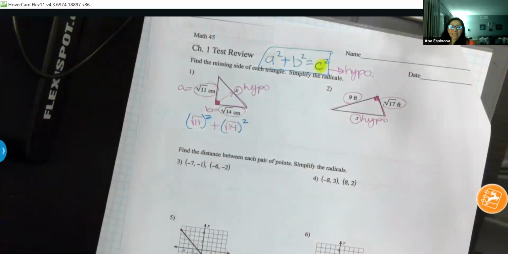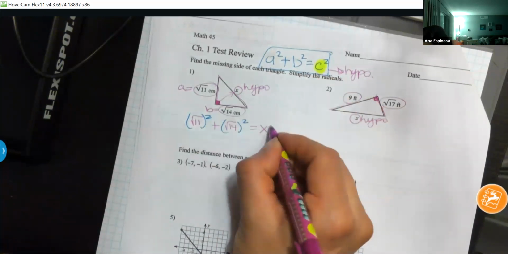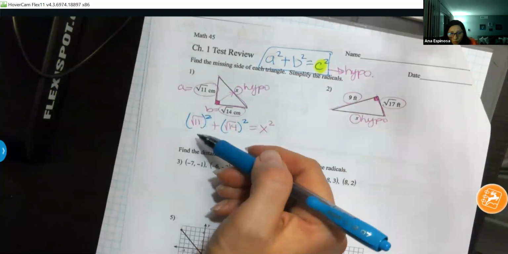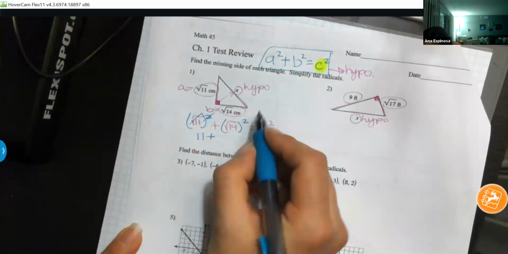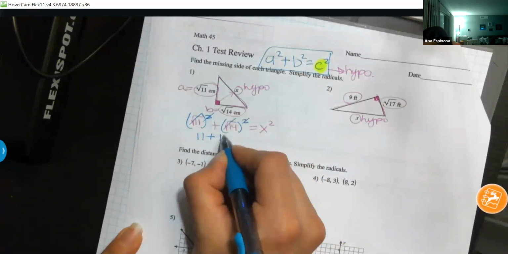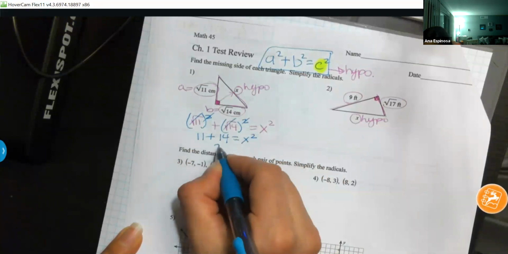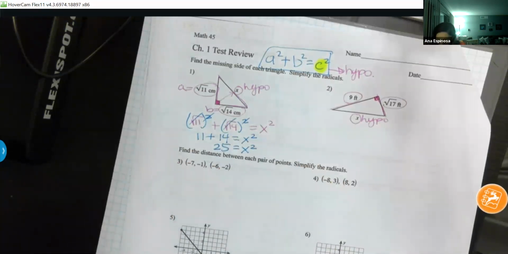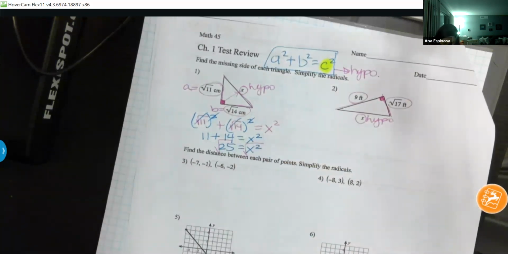squared, because you have to take that side and square it, and that equals C, which is x squared. Now the nice thing about this problem is that because they are square roots, when you square a square root, these go away, so you end up with just 11 plus 14, and that's x squared. So here you end up with 25, and to solve for x, you have to take the square root of both sides, okay? Practice it, please.